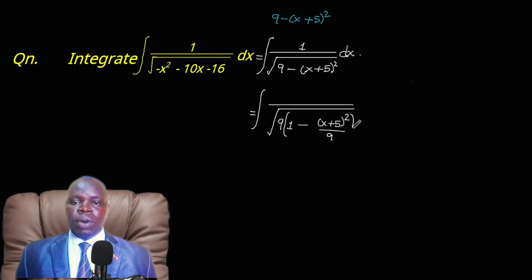And somebody might be wondering, why have I placed this 9 here? Let's open up this bracket. When you multiply 9 by 1, you get 9, and then 9 by this term here, the 9 from the denominator will cancel this and you get exactly back that. And that is the reason why we created this 9 here. Then we are integrating with respect to x.